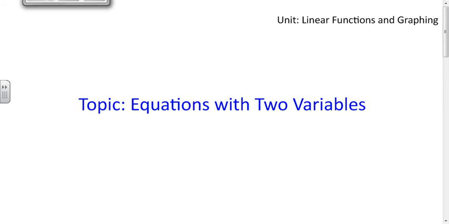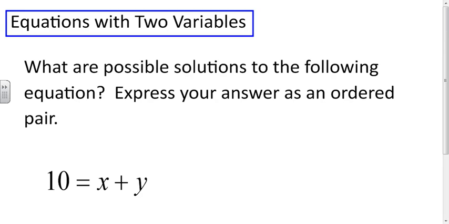In this video, you'll see how to work with equations with two variables. So an equation with two variables would be something like this: 10 equals x plus y. Up until this point, we've had just one variable in the equation, but now we've got two different variables in the equation. And I just want to know, what are some possible solutions to this equation, 10 equals x plus y? And I want to express my answer as an ordered pair.